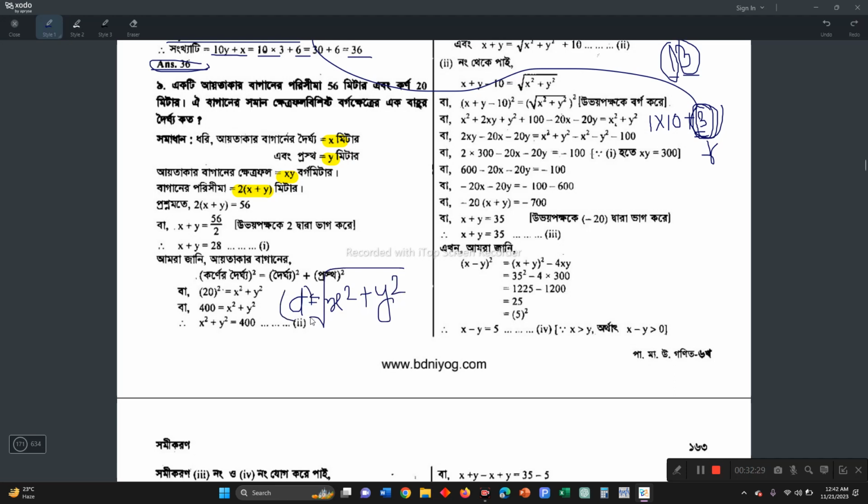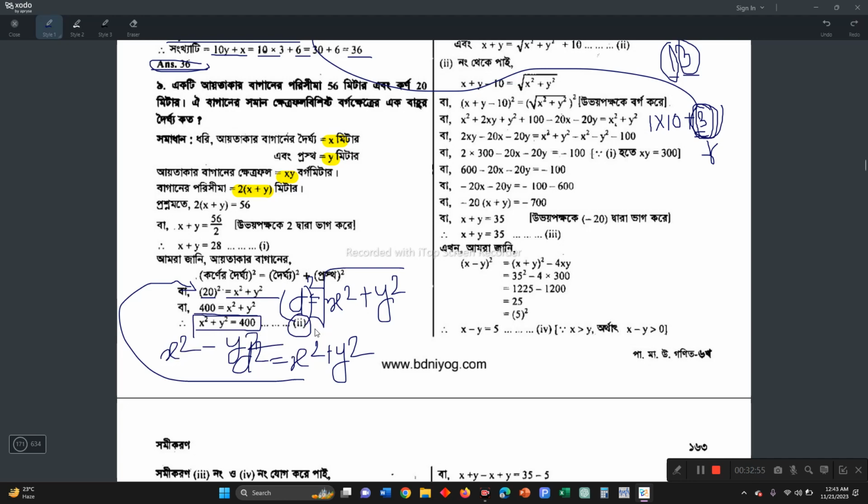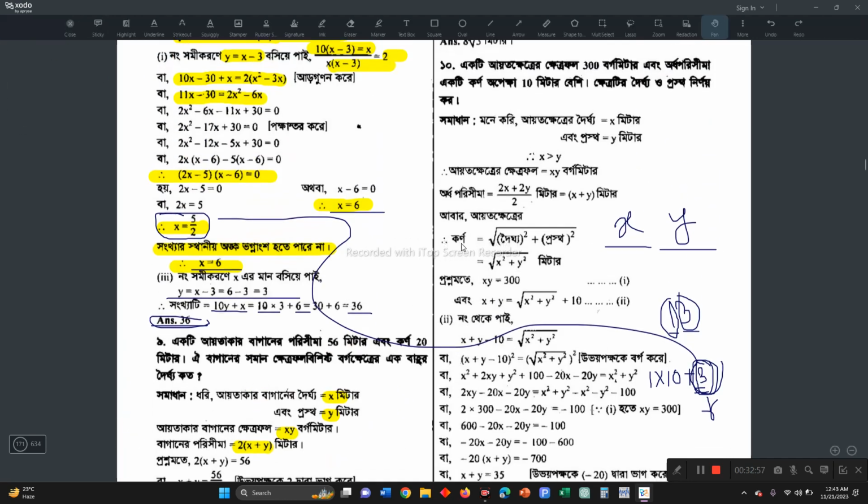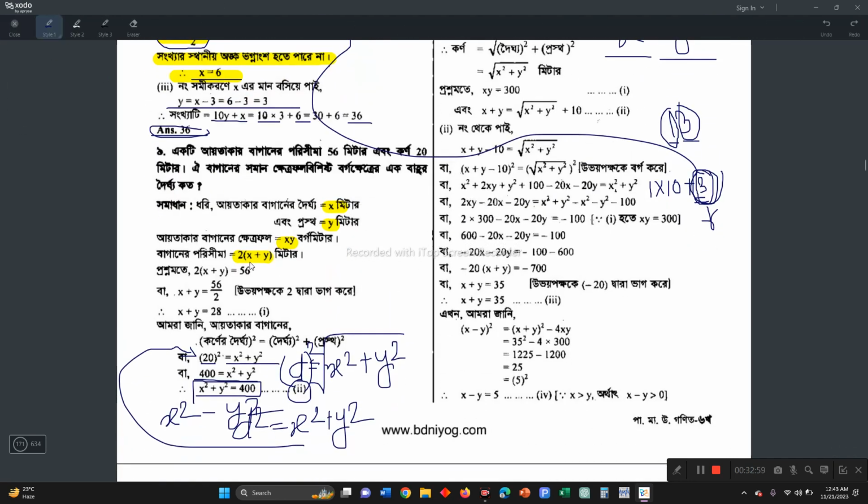Now, if we square the value of d, what do we get? d square is equal to x square plus y square. That has been written here. As the diagonal's value is 20, 20 whole square is equal to x square plus y square, or 400 is equal to x square plus y square. As we get the value of x square plus y square, we need the value of x square minus y square. Okay. And we also have to get the value of x plus y.